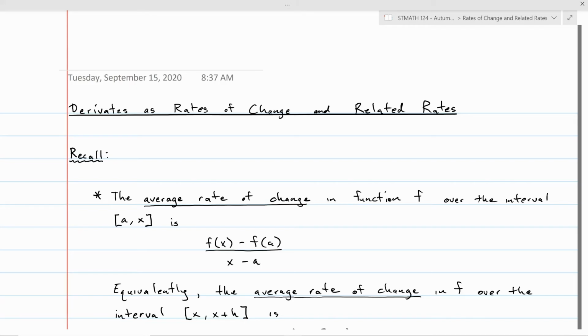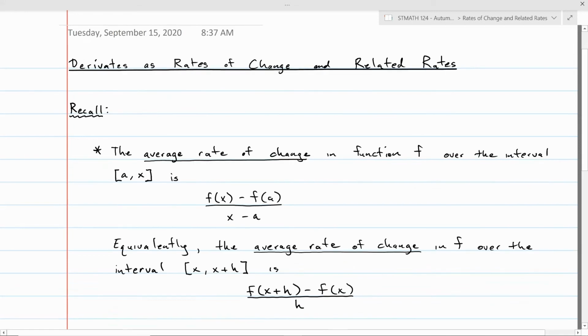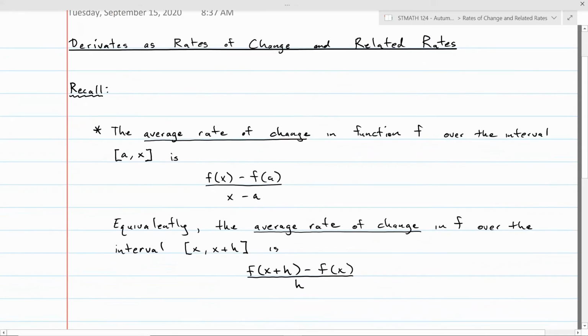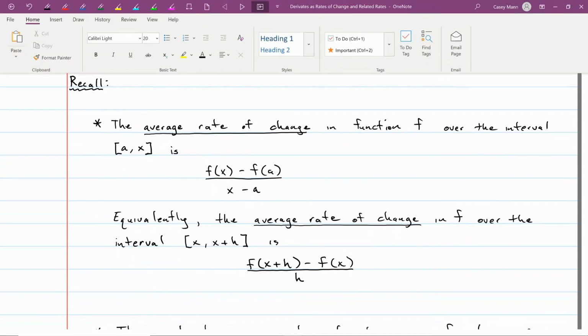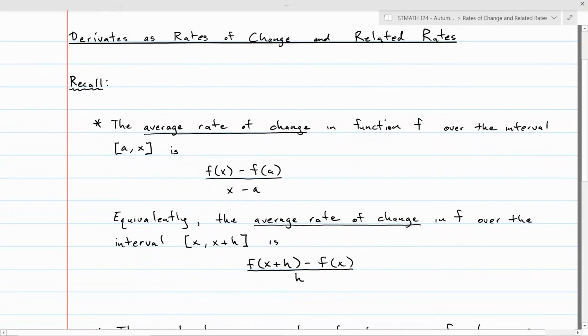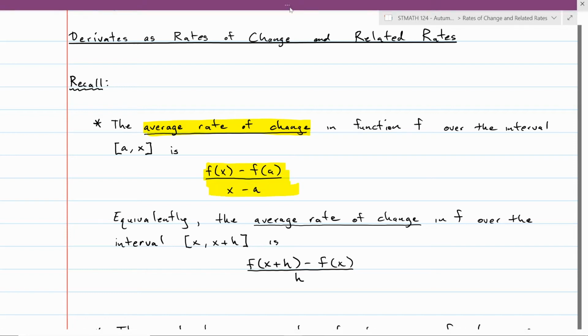Hello once again. Today's topic is derivatives as rates of change and related rates. Before we get started, I want to remind you of some things that we talked about previously. The first of which is the idea of an average rate of change. If you have a function f and an interval that starts at a and goes up to x, then this quantity, f of x minus f of a over x minus a, is the average rate of change of the function over that interval.